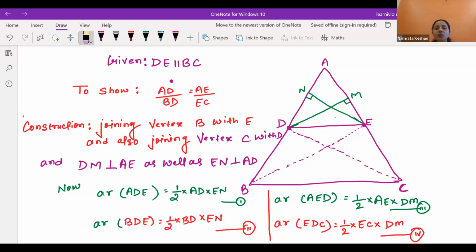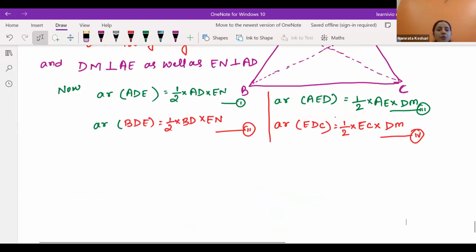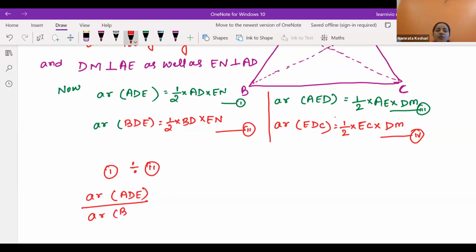Now we are going to divide equation number 1 by equation number 2, and equation number 3 by equation number 4. So 1 divided by 2 will give you the area of triangle ADE. The left hand side gets divided by the left hand side, and the right hand side by the right hand side. That's how we divide two equations. This is not something you are doing for the very first time. In pair of linear equations in two variables, you have done this so many times. So we are not doing anything new.